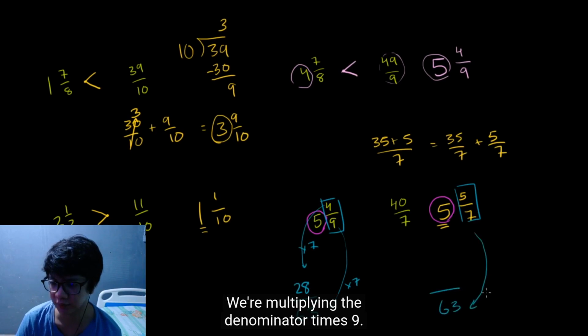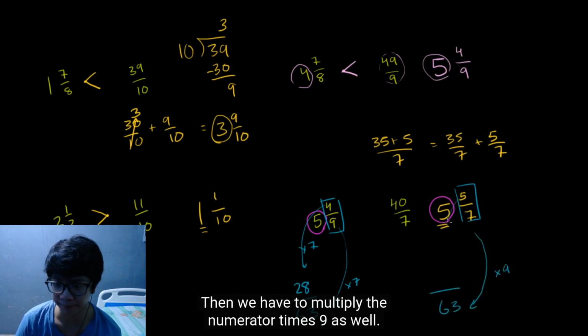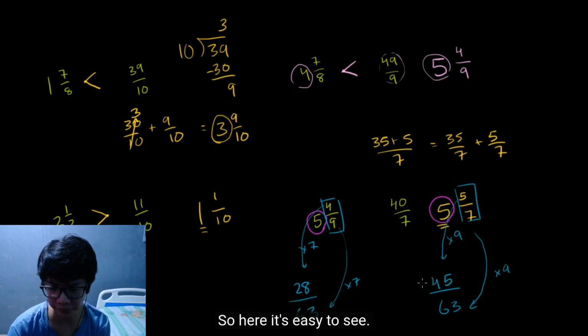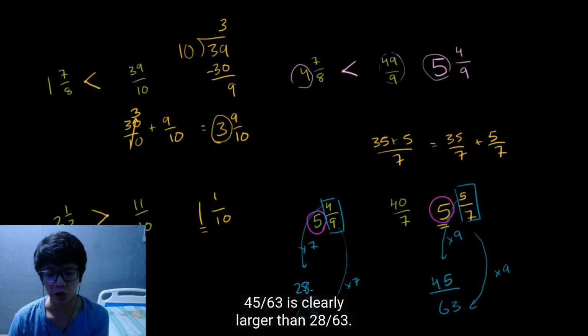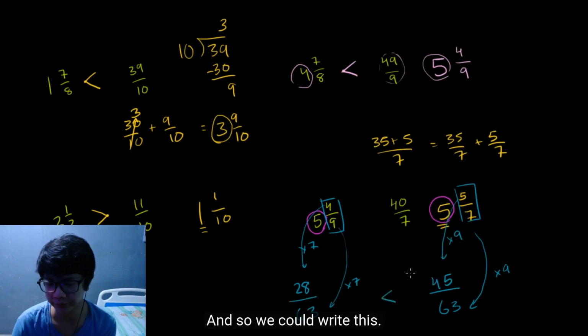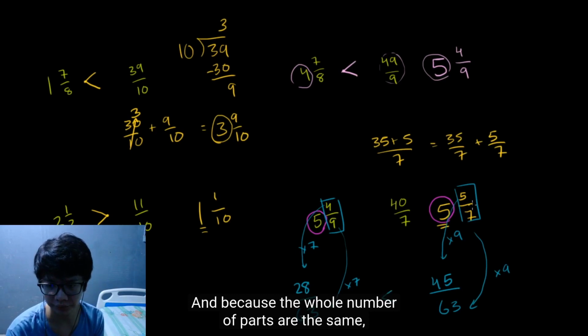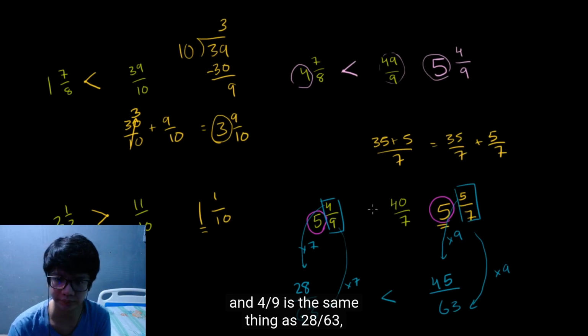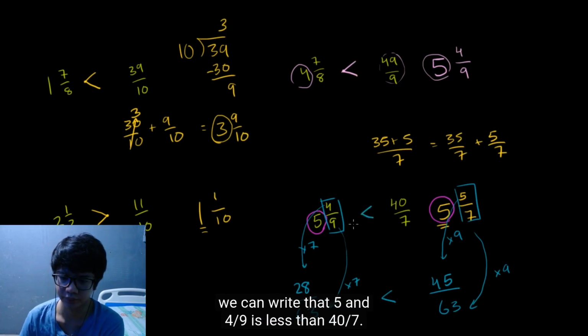We're multiplying the denominator times 9. Then we have to multiply the numerator times 9 as well. 5 times 9 is 45. So here it's easy to see, 45 over 63 is clearly larger than 28 over 63. Because the whole number parts are the same, and 5/7 is the same thing as 45/63 and 4/9 is the same thing as 28/63, we can write that 5 and 4/9 is less than 5 and 5/7.